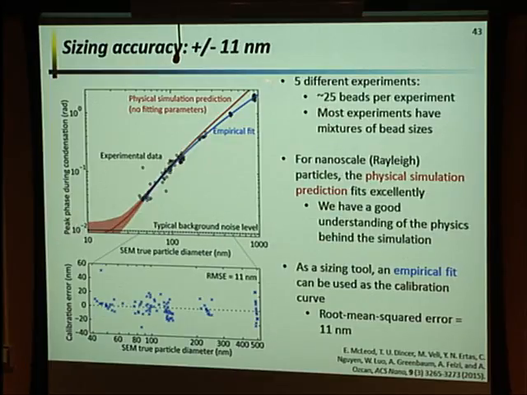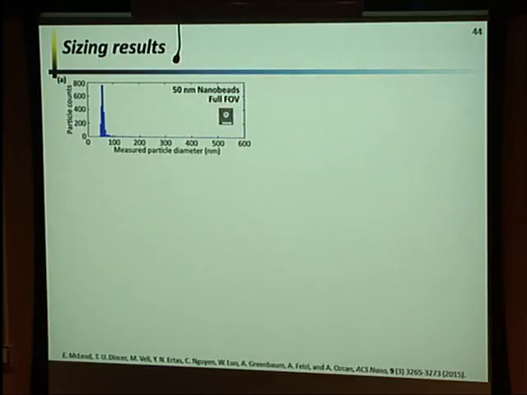If we want to capture particles over this whole size scale, we can just do a second order fit. You can imagine this being a second order polynomial fit. Then we can compute the root mean squared error of our experimental data compared to this fit, and we get an RMS error of about 11 nanometers. This provides our sizing accuracy. In this case, between 40 nanometers and 500 nanometers, it is about plus or minus 11 nanometers. Then we can take this calibration curve and apply it to other unknown samples.